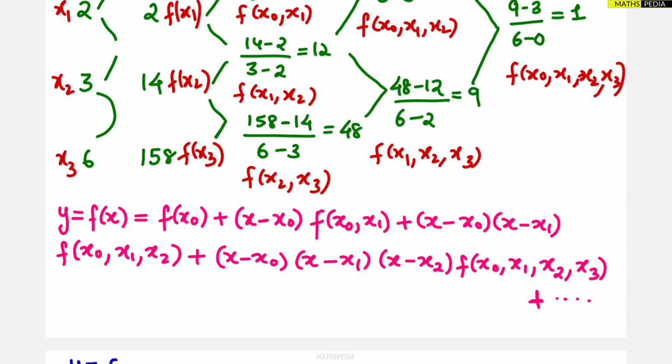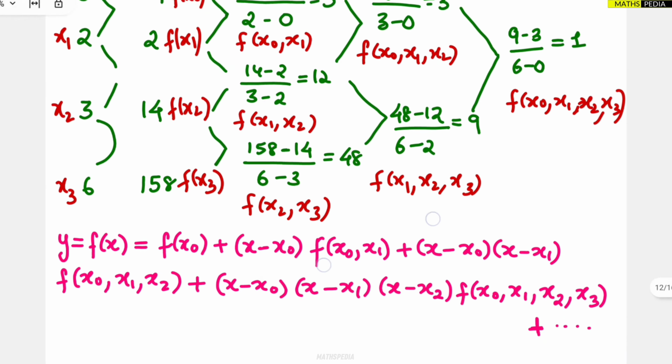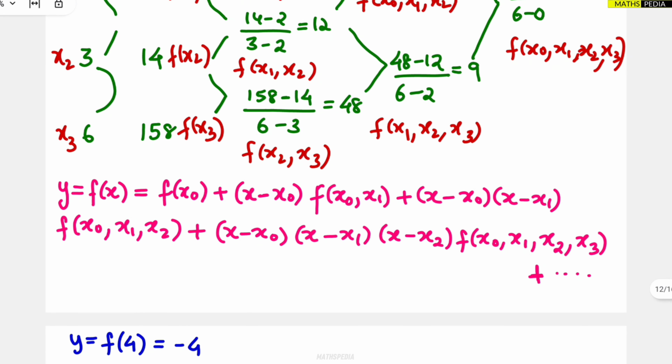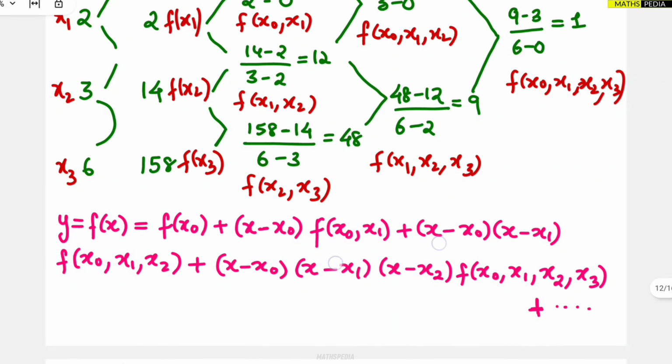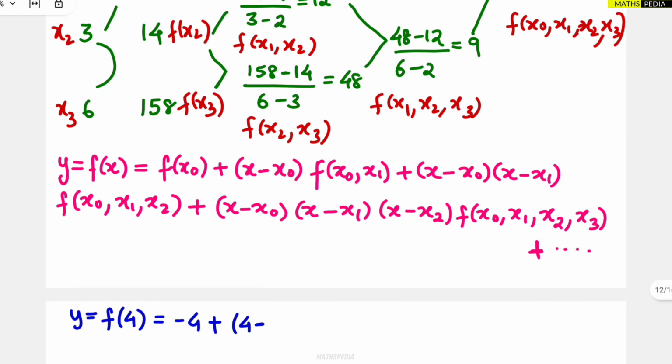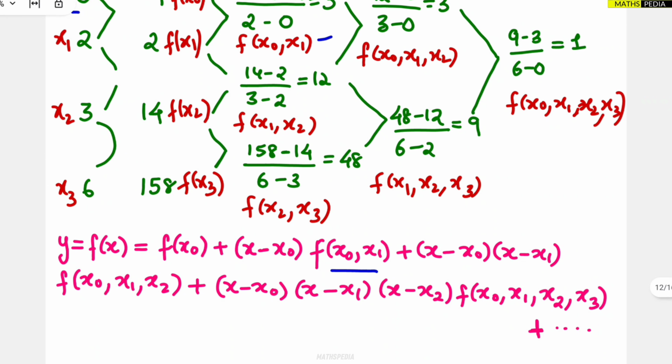So y is equal to f of 4, we are going to calculate, right? f of 4. So it is equal to f of x naught. What is f of x naught? It is minus 4 plus x minus x naught. So x means what? 4 minus x naught. What is the x naught value? 0. So here substitute 0. Correct. Multiplied with f of x naught comma x1. What is f of x naught comma x1? It is 3.